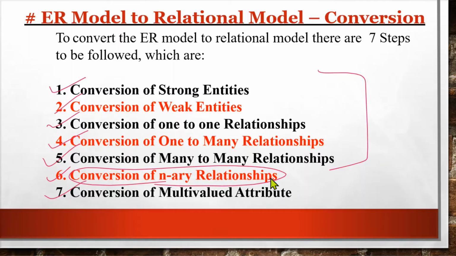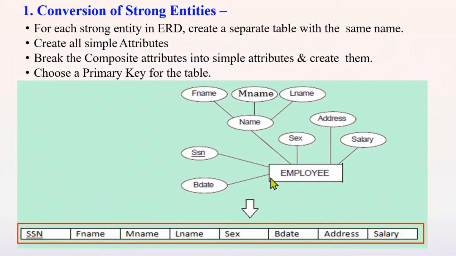So starting with the first rule, this is very simple, and we have already covered it. For a given strong entity set, we can directly create the table. So here the table name is employee, because employee is a strong entity set with SSN as a primary key. Just convert all the attributes to the fields of the table. So birth date, address, salary directly form the fields of the table, and the primary key will be the same.